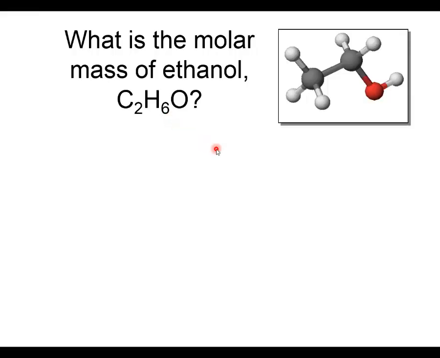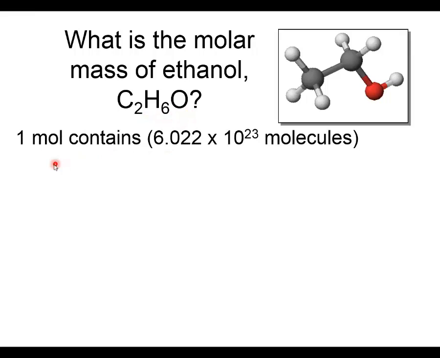So let's consider the molar mass of ethanol. Now I have not asked you to memorize the formula of ethanol, so I'm going to give that to you here. It's C2H6O. So there's 2 carbon atoms in the formula, 6 hydrogen atoms in the formula, and 1 oxygen atom in the formula. So if I scale this up to mole quantities, 1 mole of ethanol would have 2 moles of carbon, 6 moles of hydrogen, and 1 mole of oxygen.